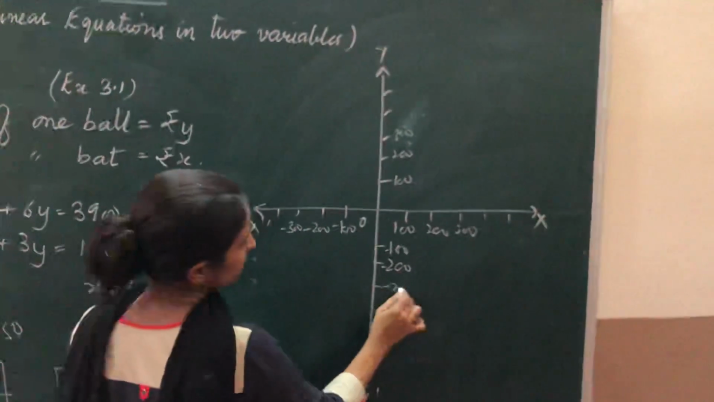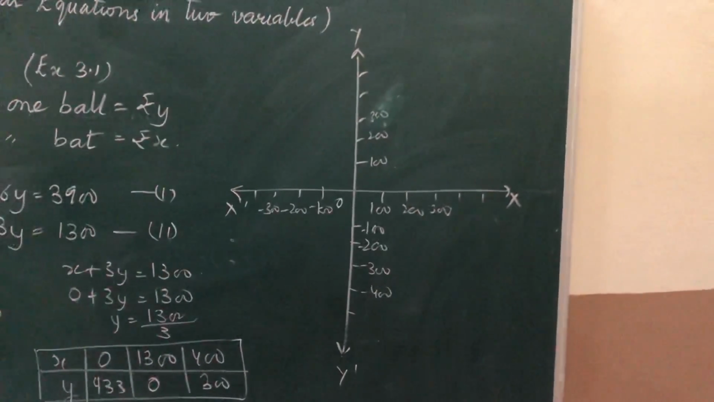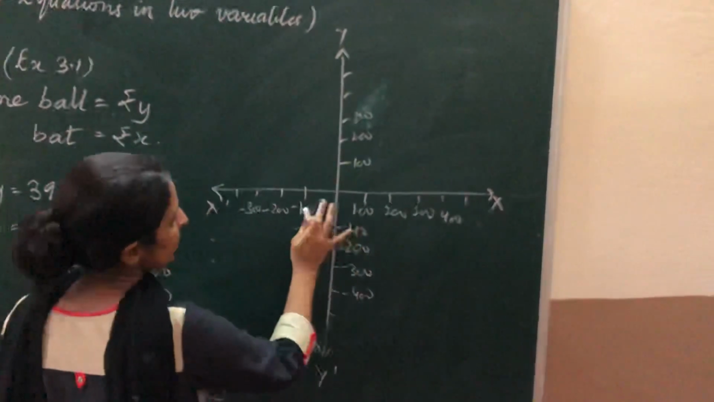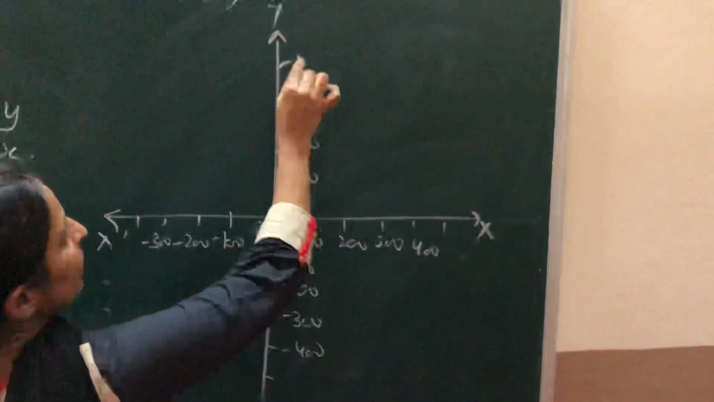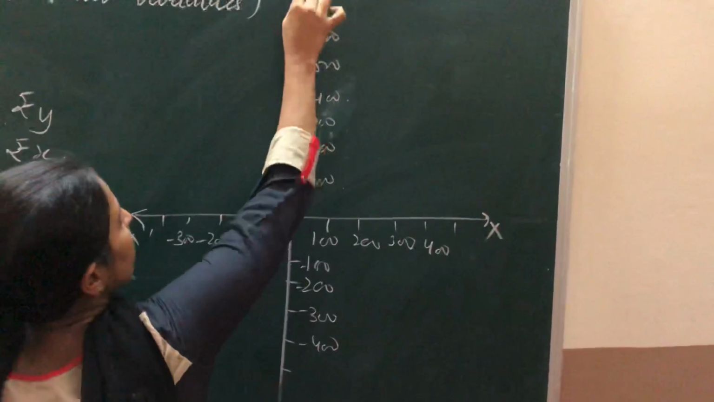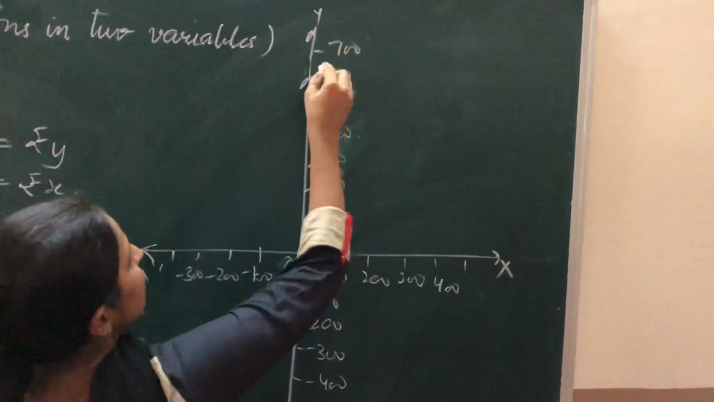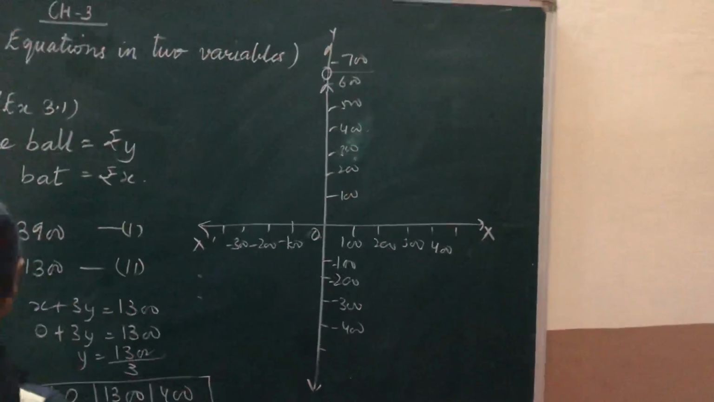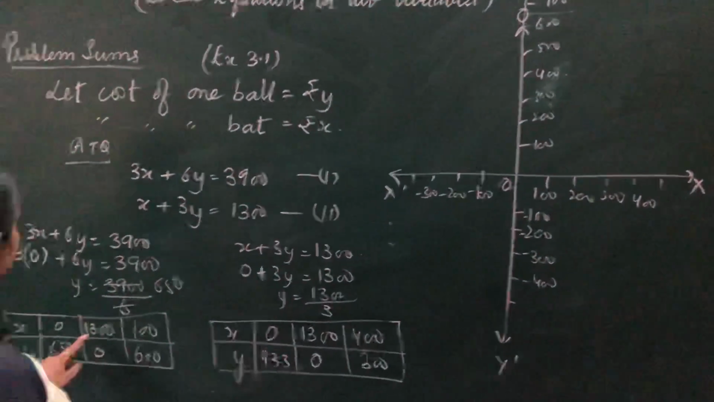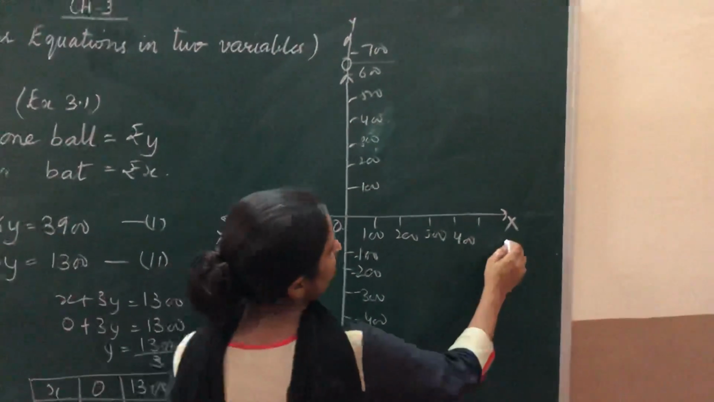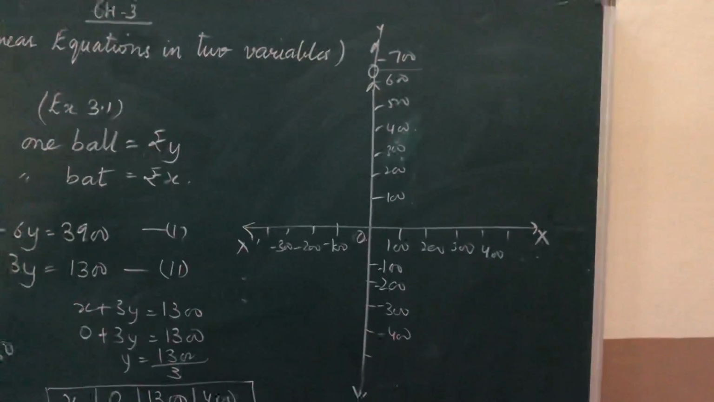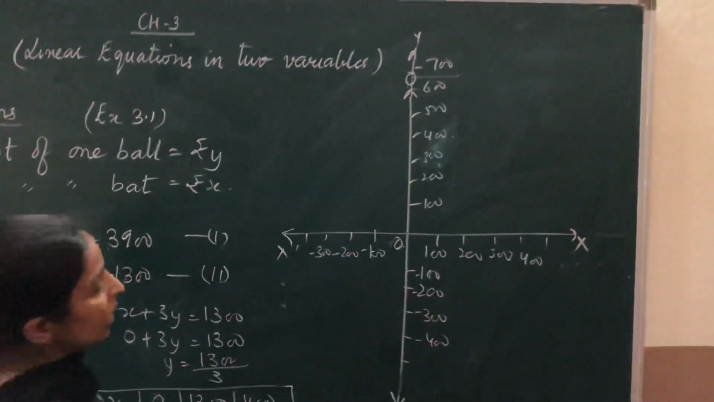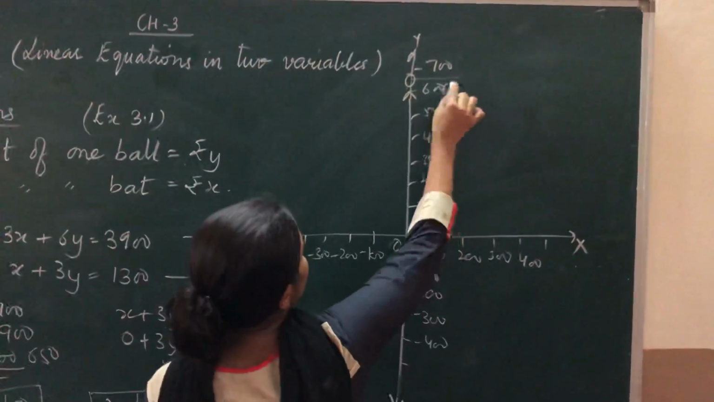These values, right? Like for the first, I have x 0, y 650. This is x 0, and y 650 will be, this is 600, so 650 will be somewhere in the center of 600 and 700. Then you have x 1300. When you move forward, you will get the value of x, and then same way 100 at x and 600 at y.